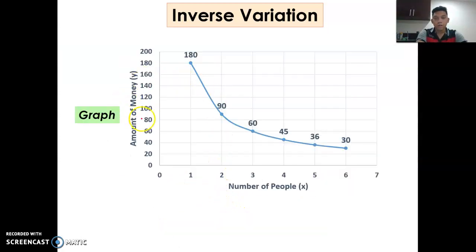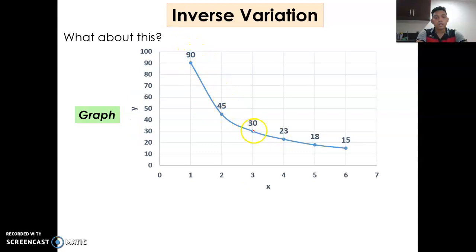Let's proceed. Given a graph, you can also check that it is an inverse variation by taking the product for each pair. For example, this point is 180, this one is 290, this one is 360. If you multiply each pair, it will always result to 180. Also, if the graph looks like this, it doesn't touch the x, it doesn't touch the y. It's almost touching x or y, but it will never really touch the x or y.